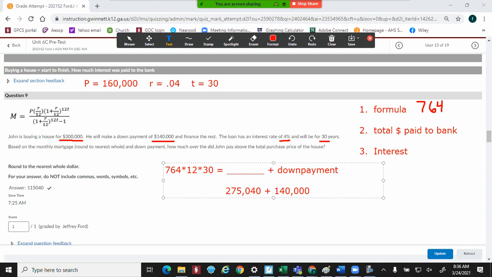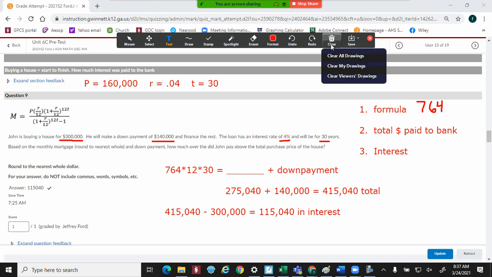Okay. You do the math. He ended up paying 415,040 in total. All right, total. But we're looking for how much more did he pay above the purchase price of the house. So 415,040 minus how much the house was bought for, which is 300,000, which means he paid an additional 115,040 in interest, or over and beyond the cost of the house.